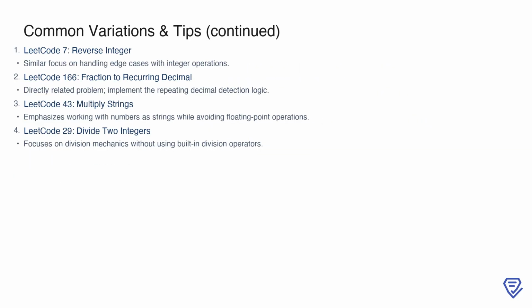There are several related problems on LeetCode that share similar concepts or techniques. For example, LeetCode 7, Reverse Integer, also emphasizes handling edge cases when working with integers. Then, of course, there's LeetCode 166 itself, Fraction to Recurring Decimal, which directly involves implementing the repeating decimal detection logic. LeetCode 43, Multiply Strings, focuses on manipulating numbers as strings while avoiding floating point arithmetic, which is a key skill for problems like this. Finally, LeetCode 29, Divide Two Integers, challenges you to implement division mechanics without relying on built-in division operators, further reinforcing your understanding of integer operations.